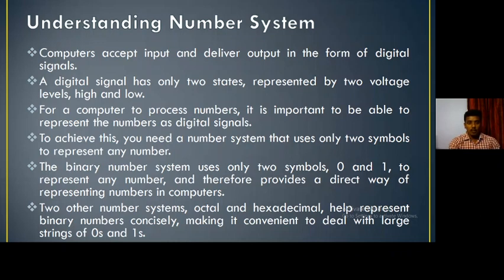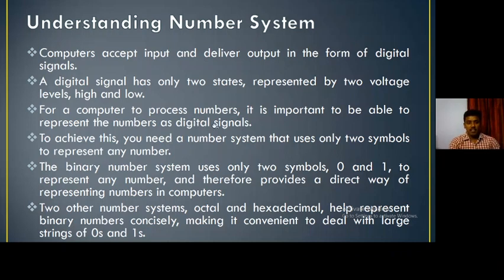That you know everyone. So the computer accepts binary language, digital form. So it deals with numbers of only two symbols, that is zeros and ones, where zero stands for off state and one stands for on state, or high or low. So for a computer to process numbers, it is important to be able to represent numbers as digital signals.